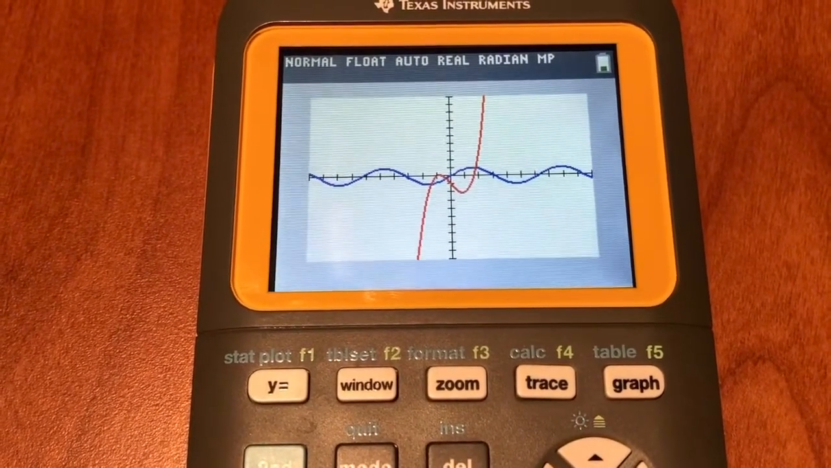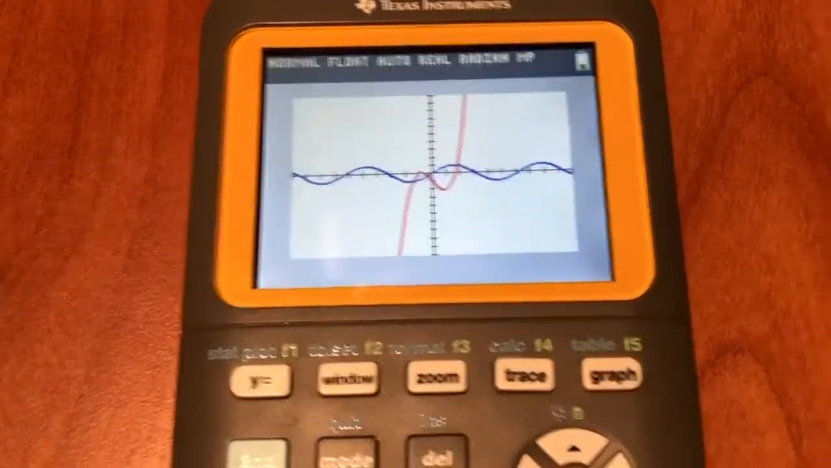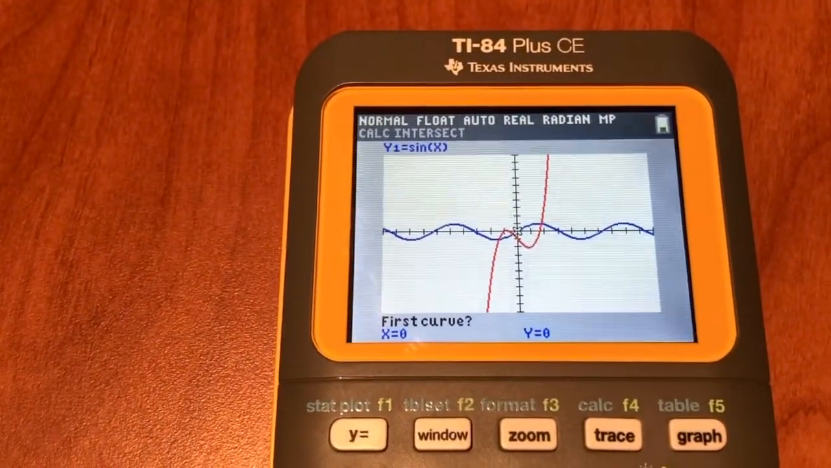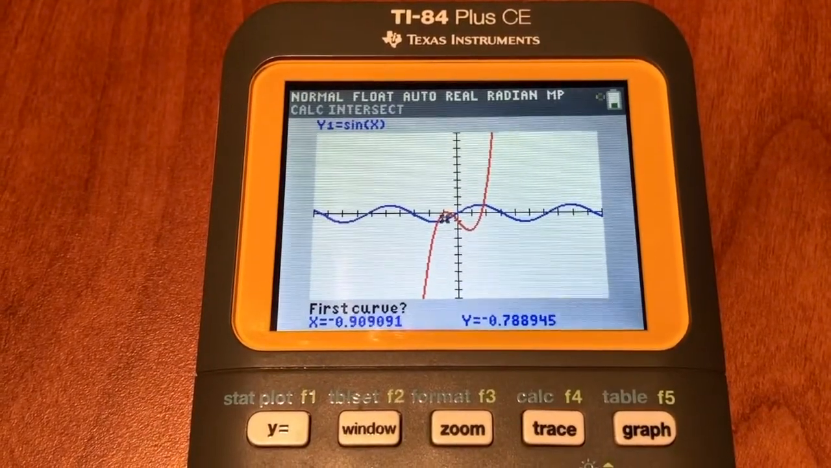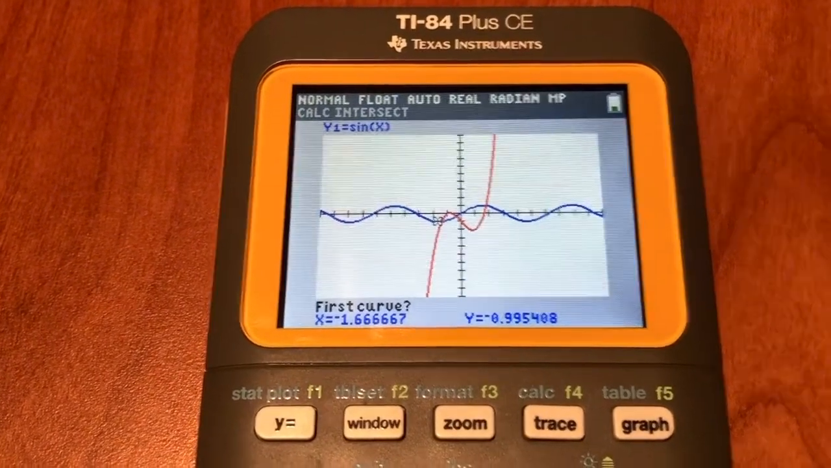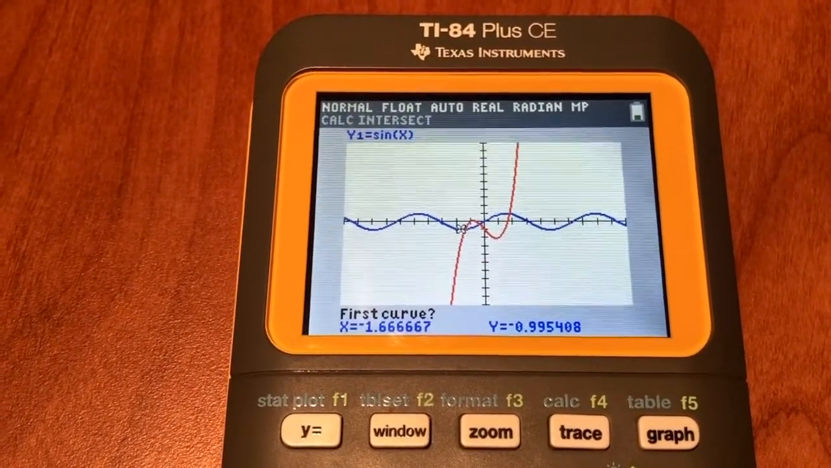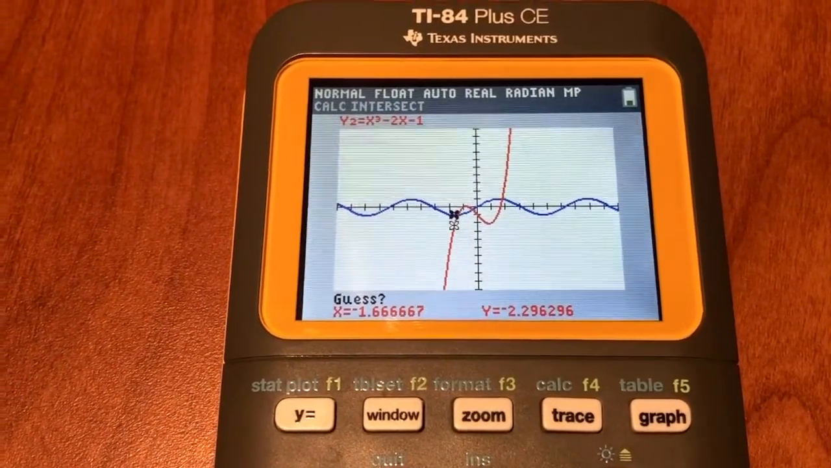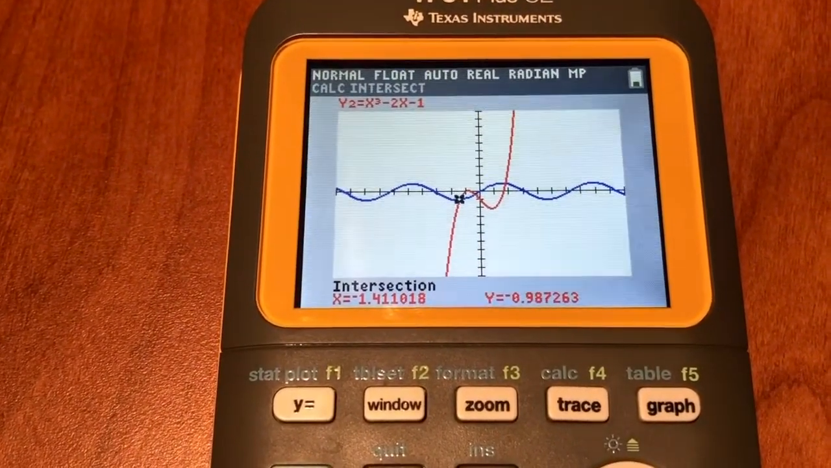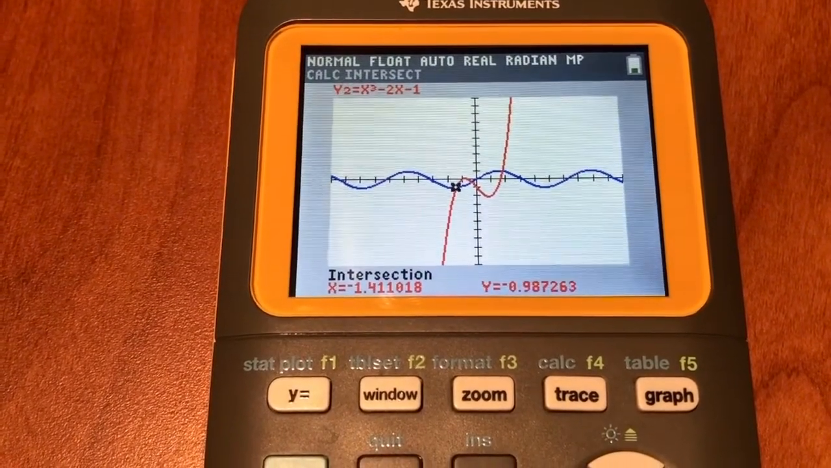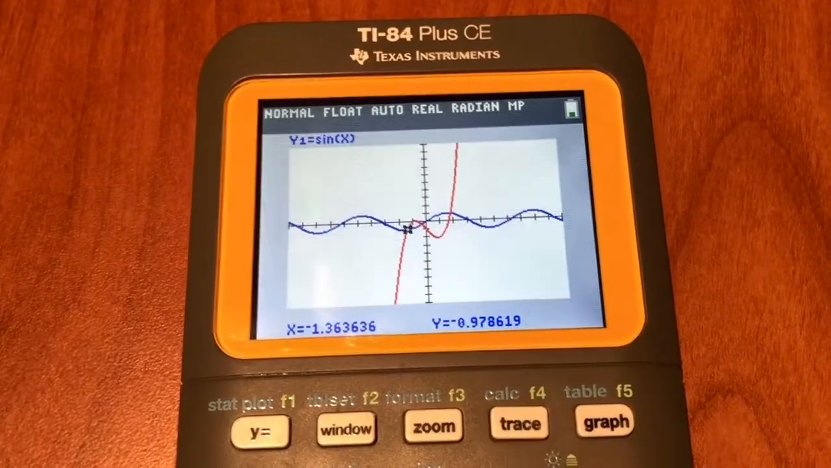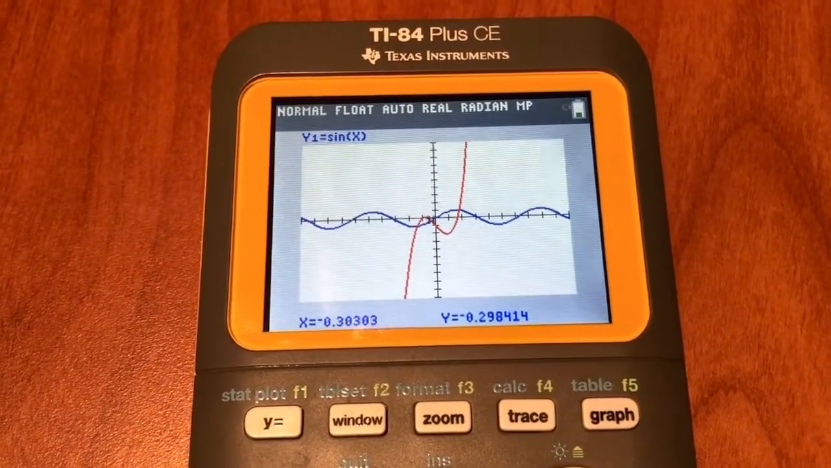And next we're going to find the points of intersection. So we're going to go second trace, and then we're going to do number 5, intersect, and we're going to arrow over to the first intersection, which is right about here. It's asking for the first curve, so we press enter, then the second curve, press enter, and then guess, press enter. So we're rounding to 5 decimals, so the first intersection is going to be negative 1.41102.